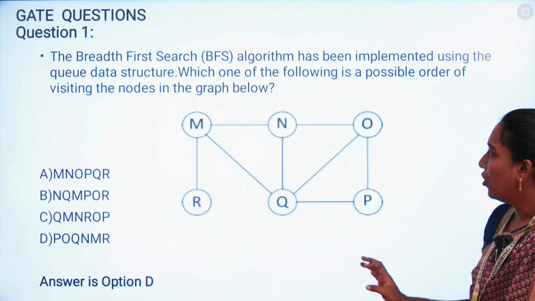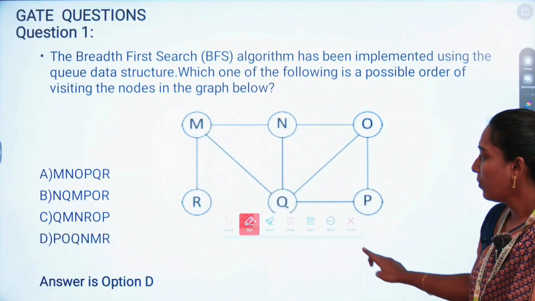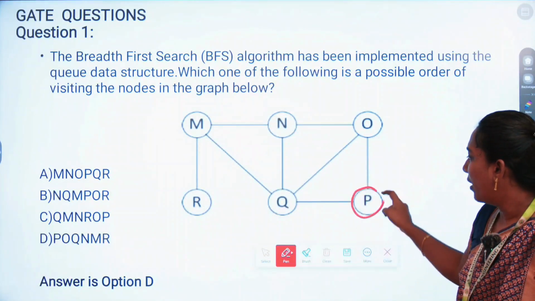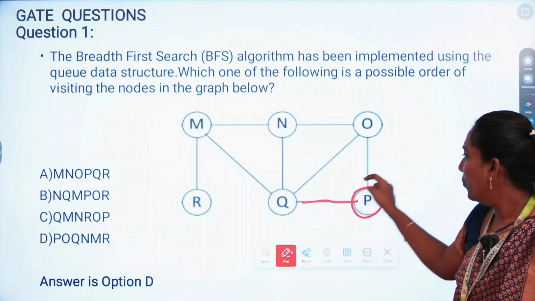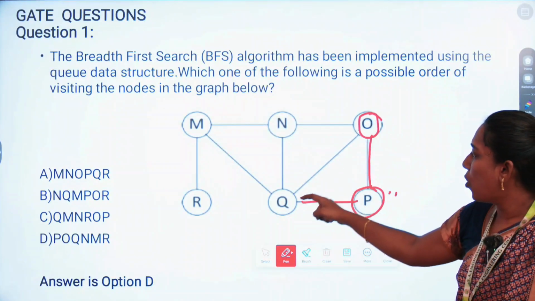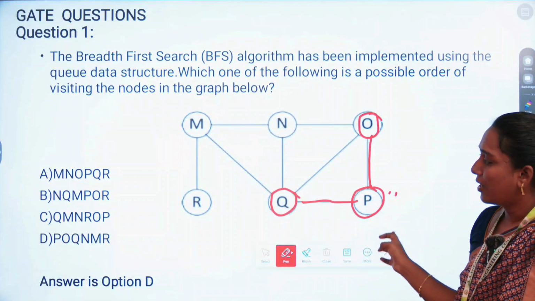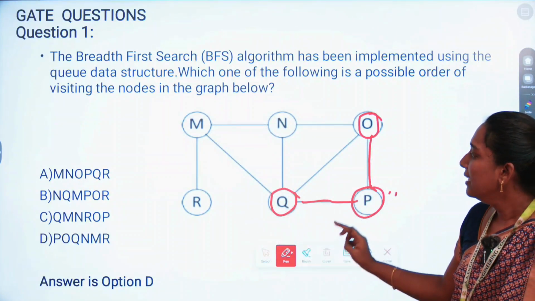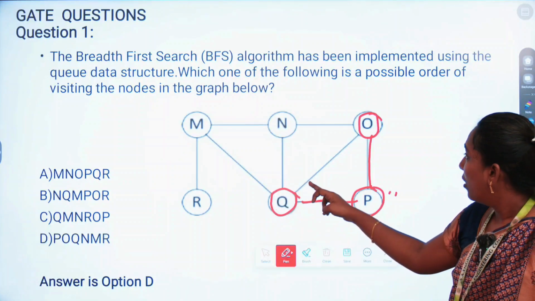Next, let us go for option D. The starting node is P. P explores what nodes? Q and O. It explores these two nodes. Okay, let us check now. P explores Q, yes, that is right. Then let us go for O.